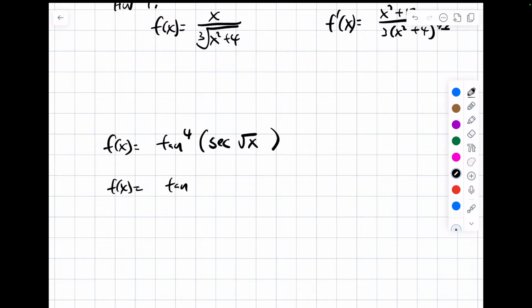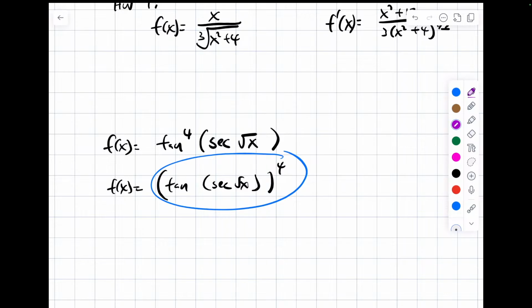No, it's 1 over 2 times... Does that make sense? Oh yeah, it would be negative, minus 1 over.